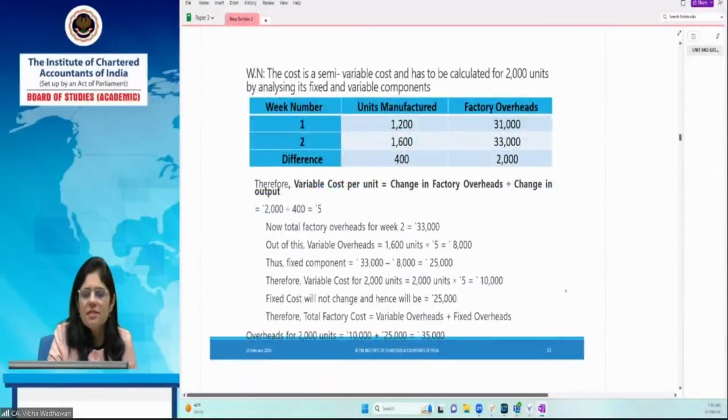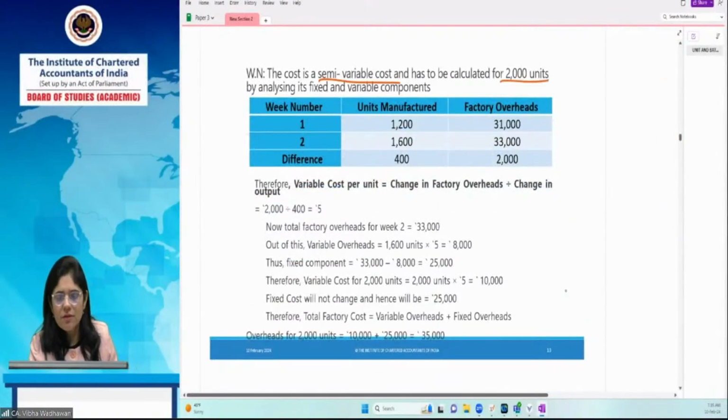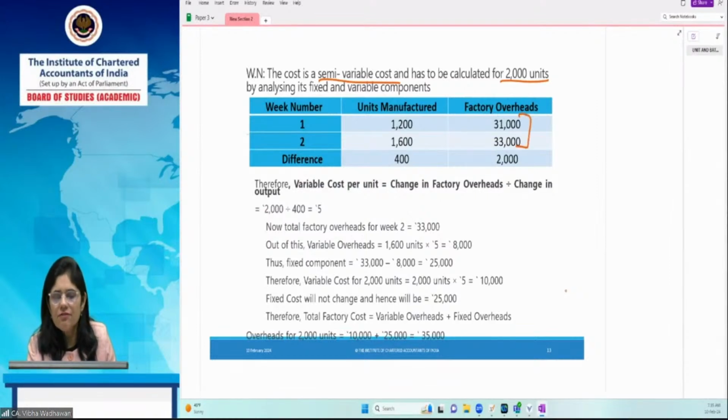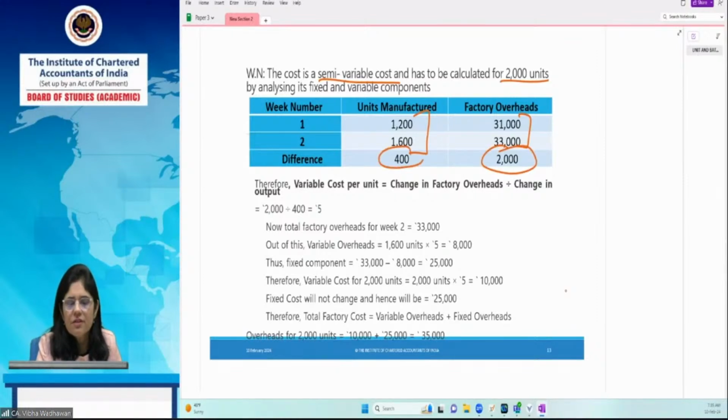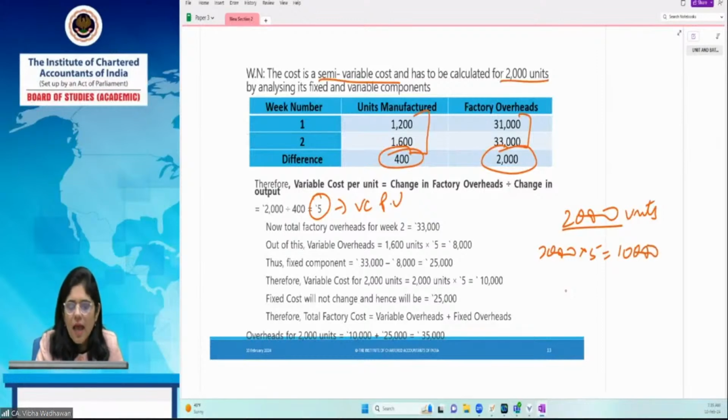Okay, so this is the semi-variable, which has to be calculated for 2000 units. So difference in amount divided by difference in units. Difference in cost is 2000, difference in units is 400. You just divide and you get 5. 5 is variable cost per unit. We always calculate the variable cost. Clear? So now the variable cost for 2000 units will be 2000 into 5, it becomes 10,000. And the fixed cost will not change. Fixed cost will be 25,000. So for 2000 units, the cost is 35,000.